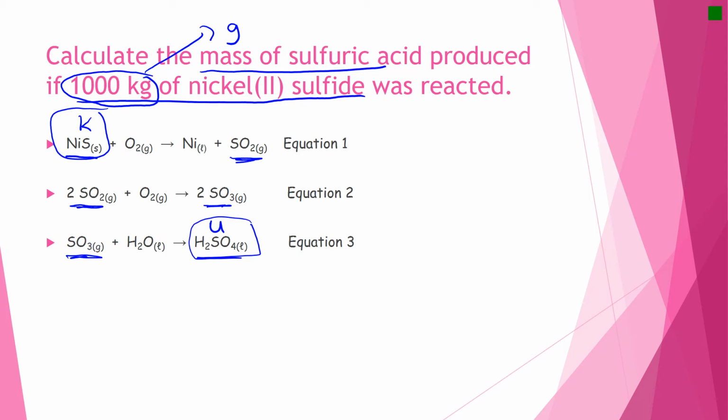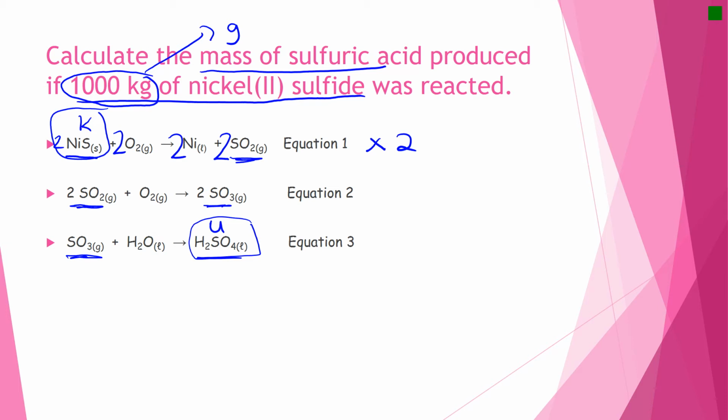So how do we do that? We can see here that 2 moles of sulfur dioxide produce 2 moles of sulfur trioxide. And we know that all of that sulfur dioxide came from equation 1. So these are balanced chemical equations. If I multiply this by 2, this would mean I've got 2, 2, 2, and 2. It's still a balanced chemical equation.